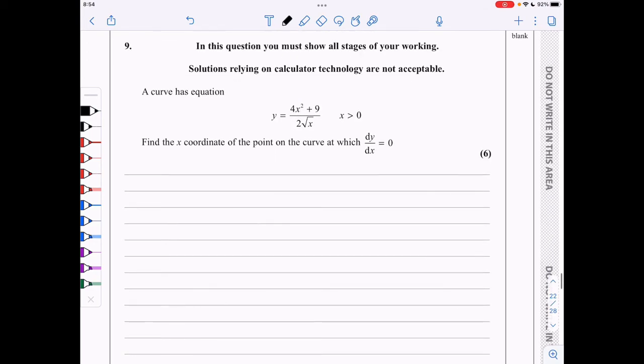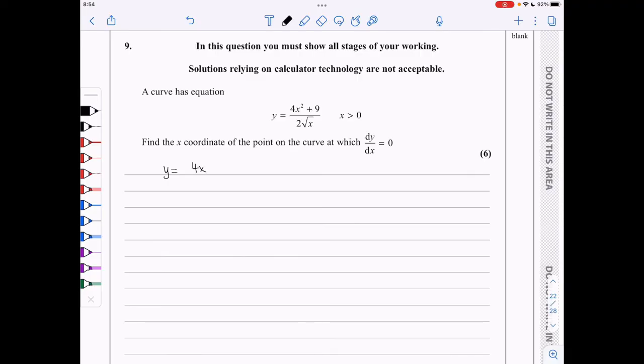In question 9, we need to find the x-coordinate of the point on the curve at which dy/dx is 0. We need to show all stages of the working, and solutions relying on calculus or technology are not acceptable. In order for me to find an expression for dy/dx, I first need to write it in a form that allows differentiation to take place easily.